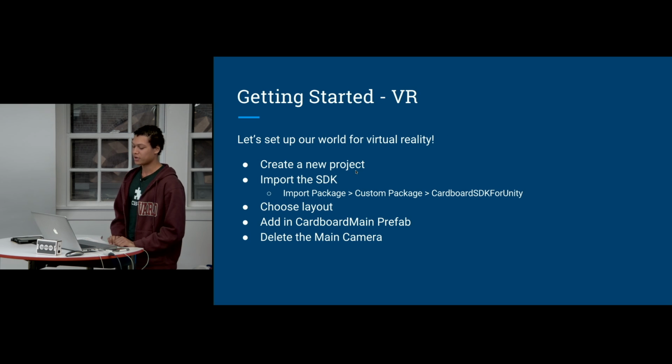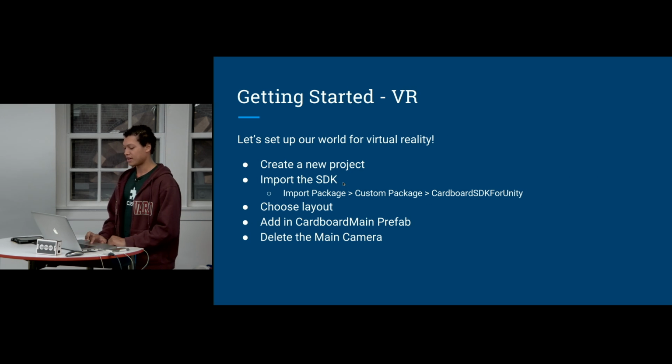So first we're going to create a new project, import the SDK that we downloaded for Google Cardboard. We'll choose the layout for our project. I happen to prefer some other layouts, but we'll stick with the default one, and I'll just show you guys how that works. We're going to add in this Cardboard main prefab and then delete the main camera, and we'll have a virtual reality world. It won't have any objects in it, and that's what we'll do after this.